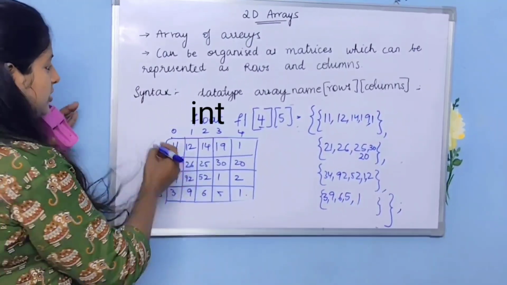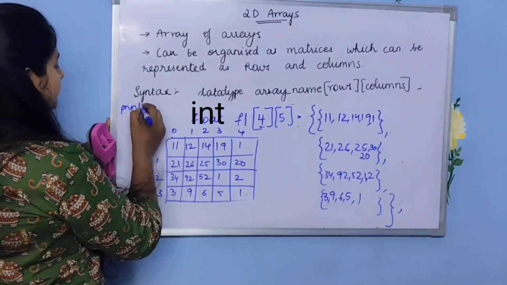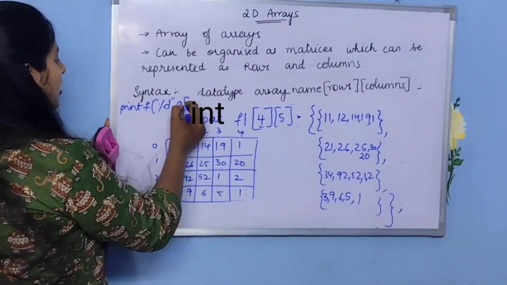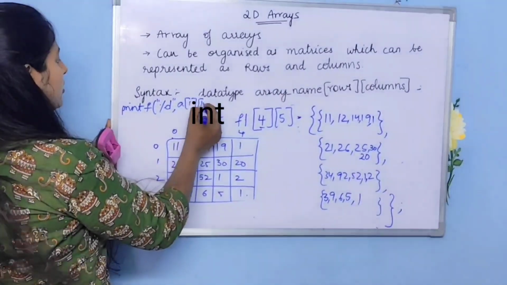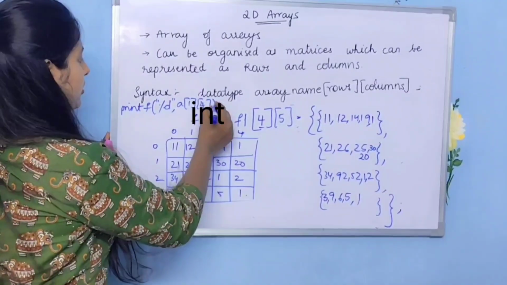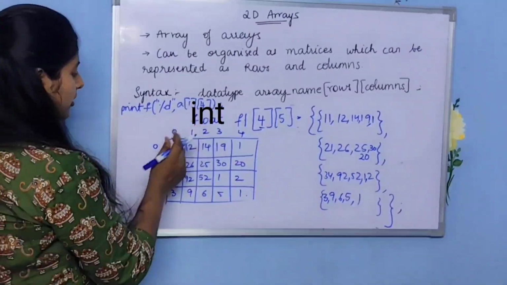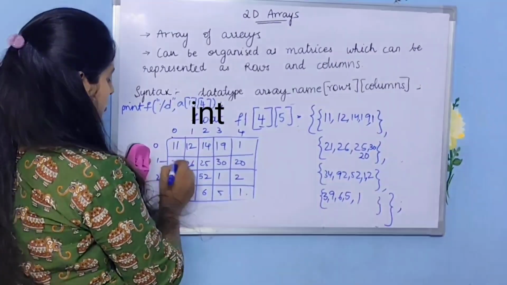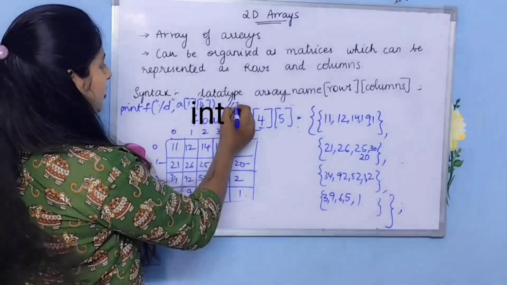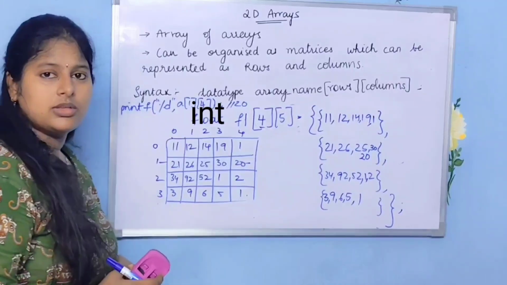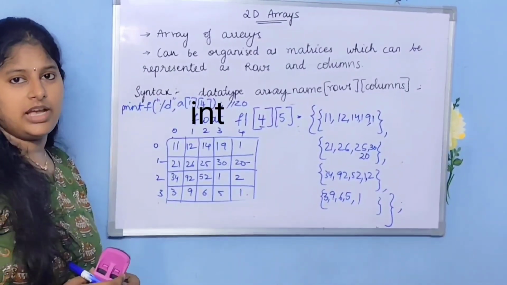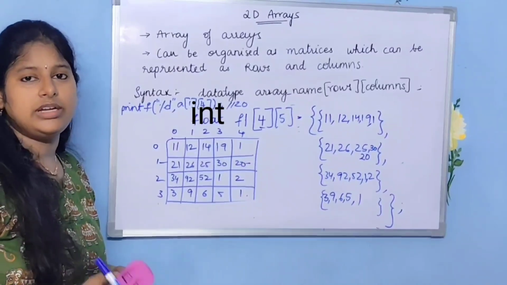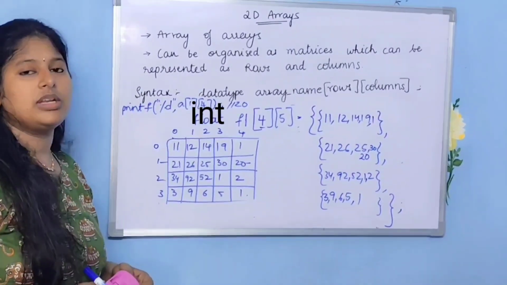In case I asked you to print A of 1, 4, what is going to be printed? A of 1 is the first row, 4 is the 4th column. So what is there here? 20 will be printed. Okay. So it is very easy to access the elements in the 2D array also. Because we have rows and columns, we know the indexes. In case you know the indexes, you can easily access them.